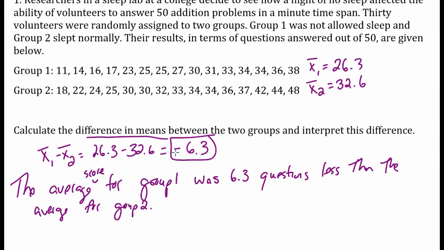So the key thing is that Group 2 did better. Group 2 got 6.3 more questions right. Their score was 6.3 higher than Group 1 because that difference was negative, which means Group 2 was bigger.